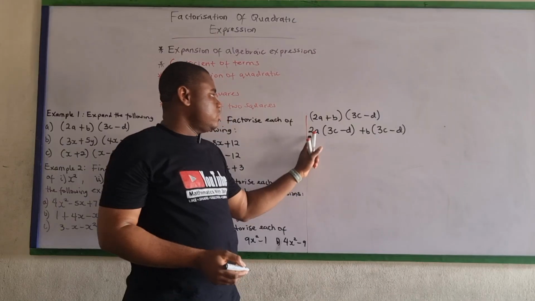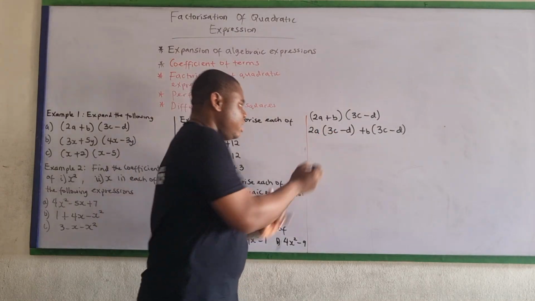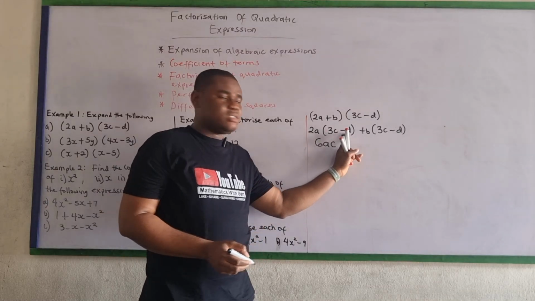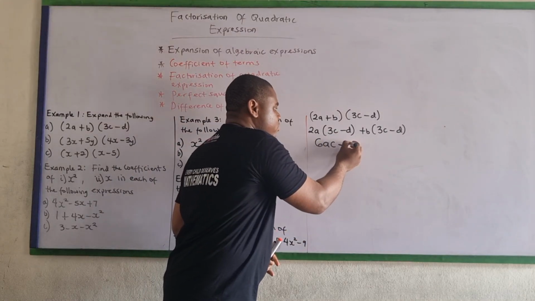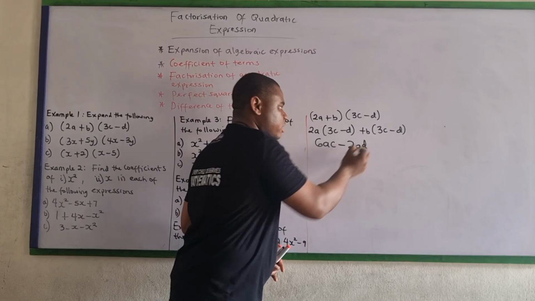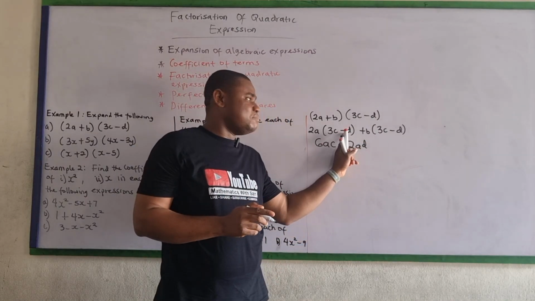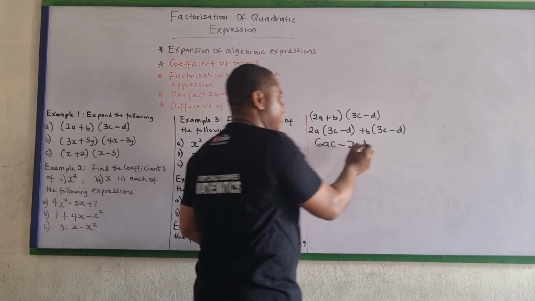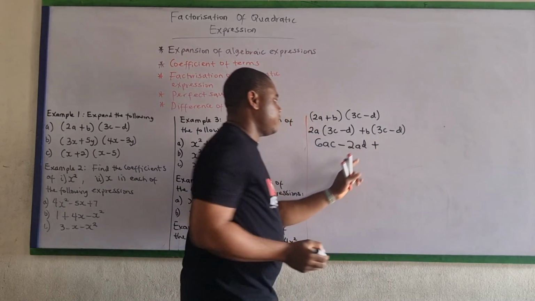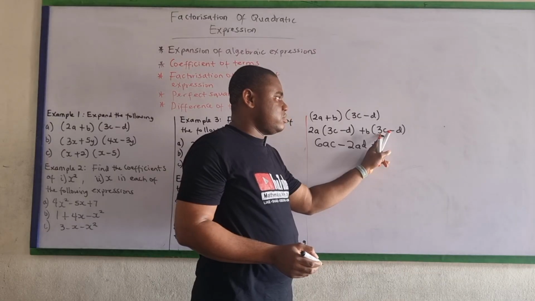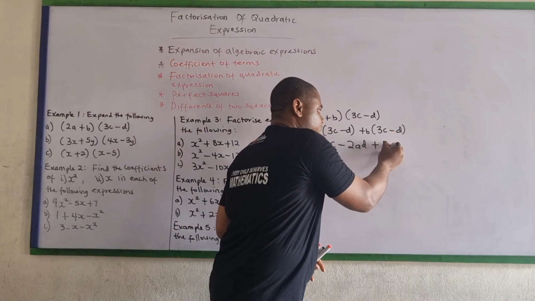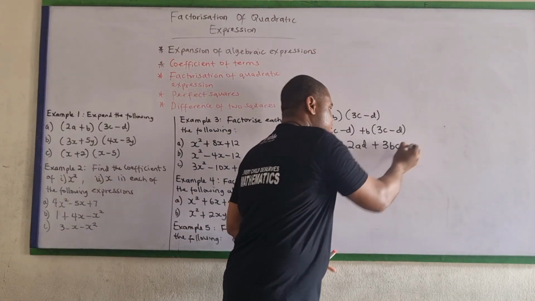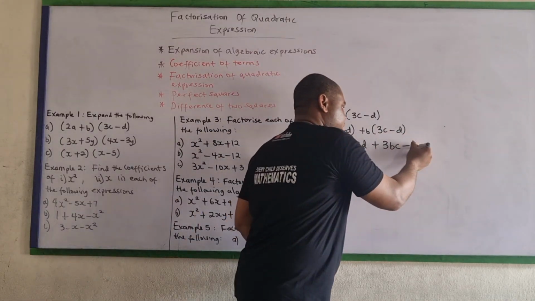In this case, 2a times 3c gives me 6ac. Alright, so 2a times minus d gives me minus 2ad. Don't forget that the coefficient of d is minus 1, so 2 times minus 1 gave us the minus 2. Alright, next one we have plus b times 3c gives me 3bc. So the plus times the minus is minus. The b times the d is bd.